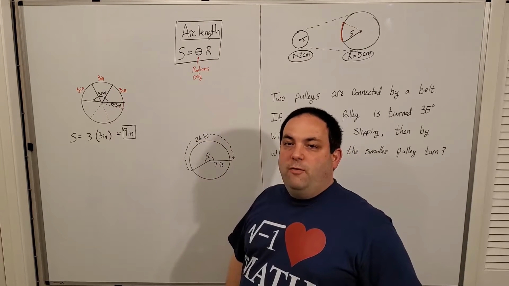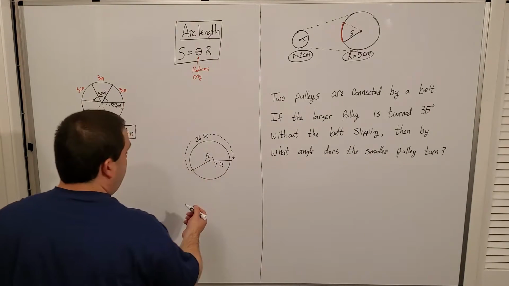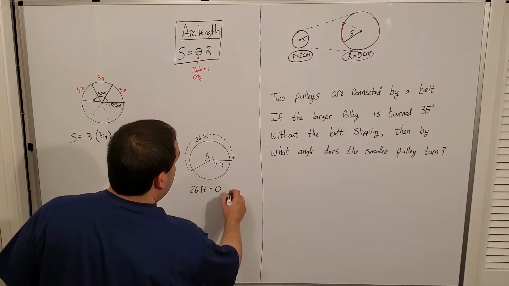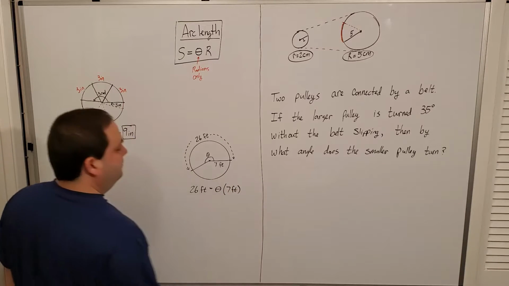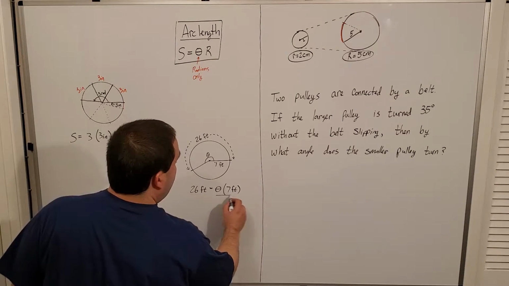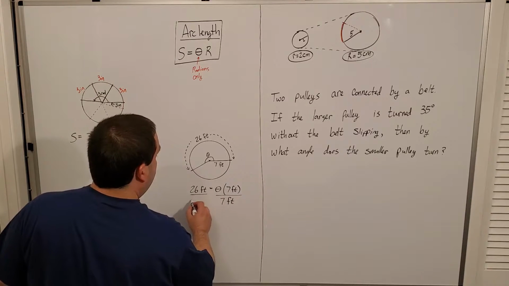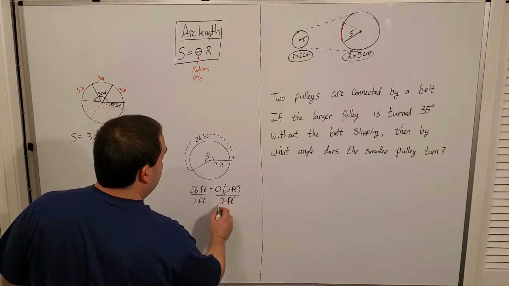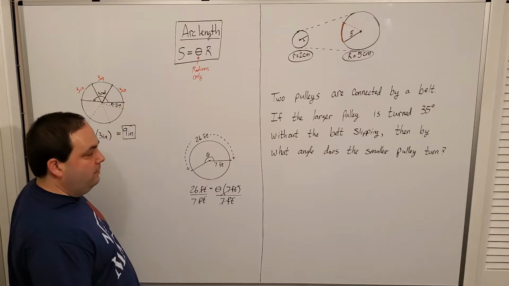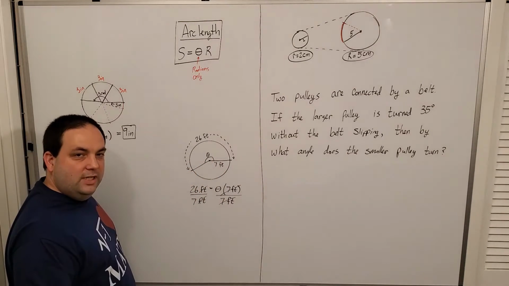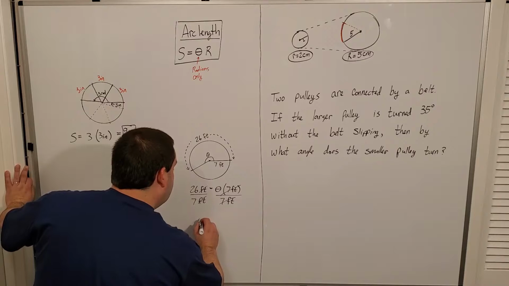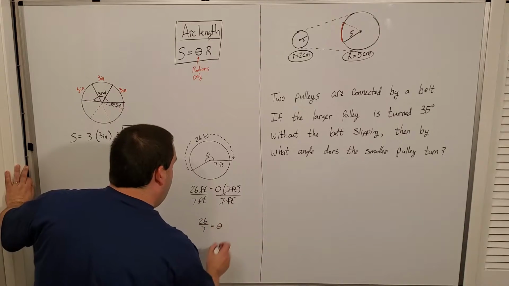Well, my arc length formula gives me a direct relationship: 26 feet is equal to the angle theta times the 7-foot radius. But I can solve for theta, right? I just divide both sides by 7 feet. And notice the feet are gone. That's always going to happen because the radius and the arc length should be measured in the same units. They have to be. So then what I get is 26/7 is my theta, my angle.